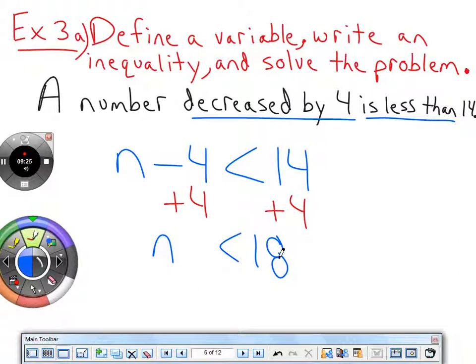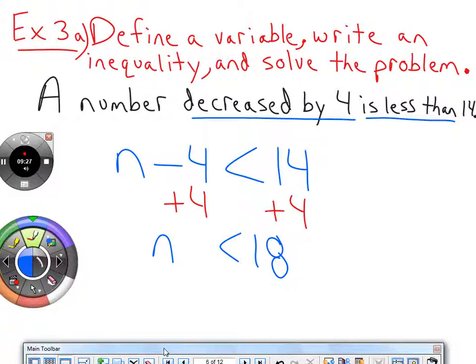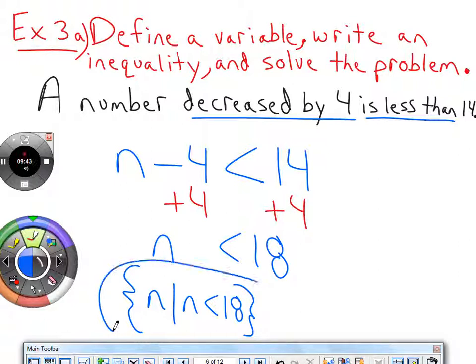Some people will use set builder notation. It's called set builder notation. So they might have a set notation. They might say the answer is the set of all n such that n is less than 18. You might see that on standardized tests, or maybe some of your teachers' tests, homework, etc. Okay?